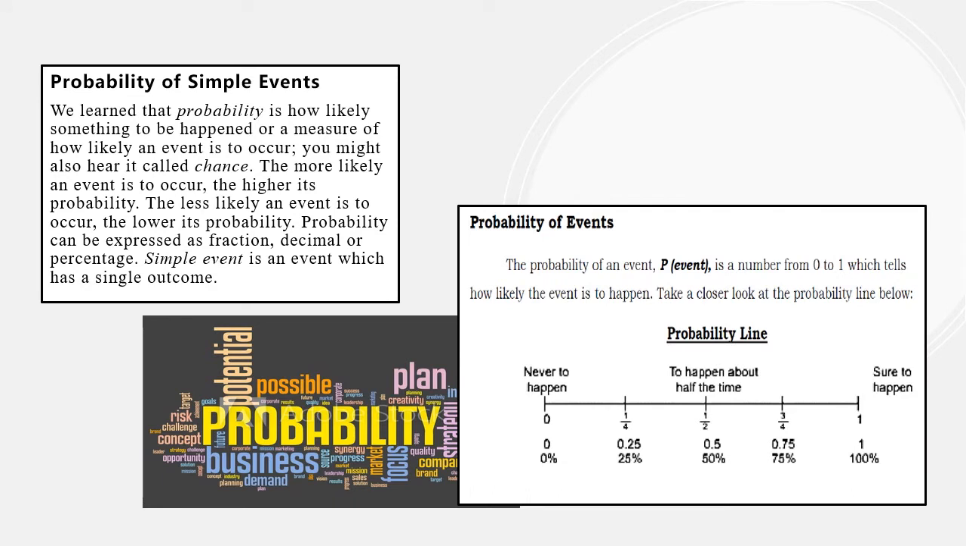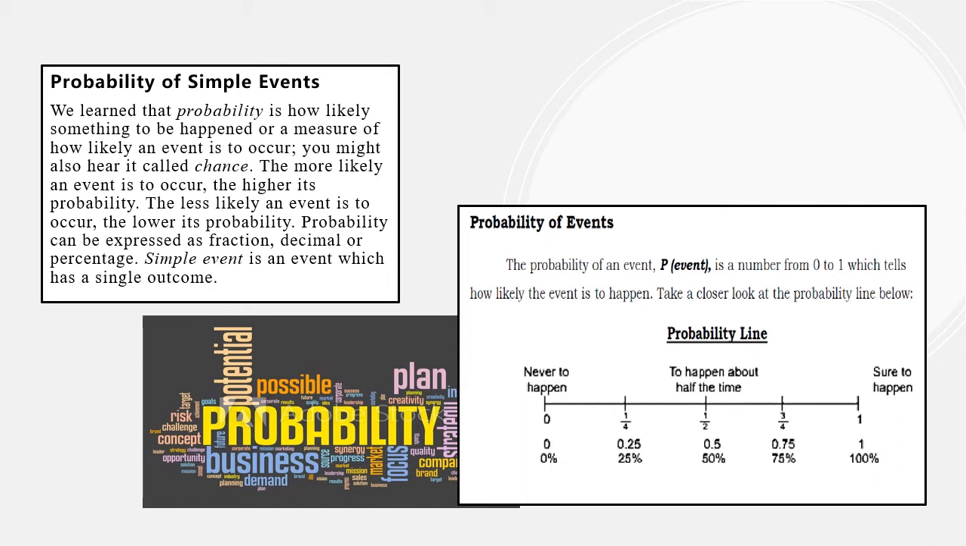Probability of simple events. We learned that probability is how likely something is to happen, or a measure of how likely an event is to occur. You might also hear it called chance. So the more likely an event is to occur, the higher its probability. The less likely an event is to occur, the lower its probability. The probability can be expressed as a fraction, decimal, or percentage. A simple event is an event which has a single outcome.